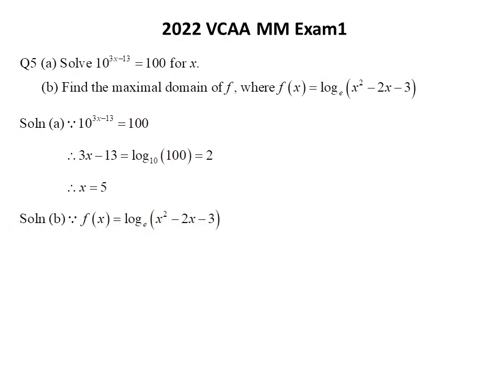In part B of this question, since f of x equals logarithm base e of x squared minus 2x minus 3, x squared minus 2x minus 3 must be greater than 0, which can be written in its factorized form, (x plus 1) times (x minus 3) is greater than 0. Hence, the maximal domain of f is x less than -1 or x greater than 3.